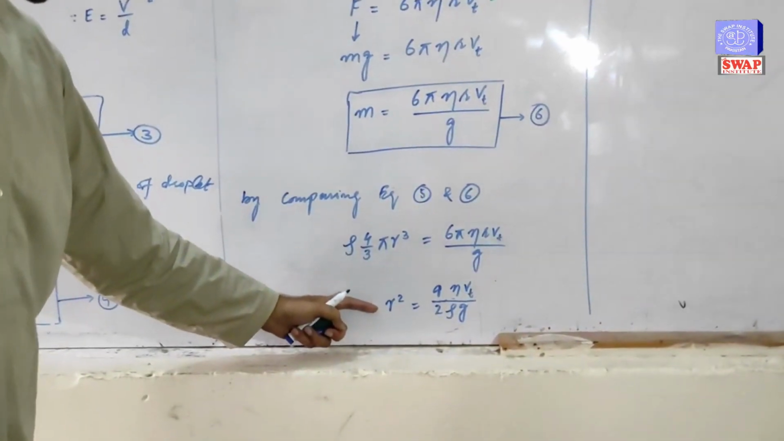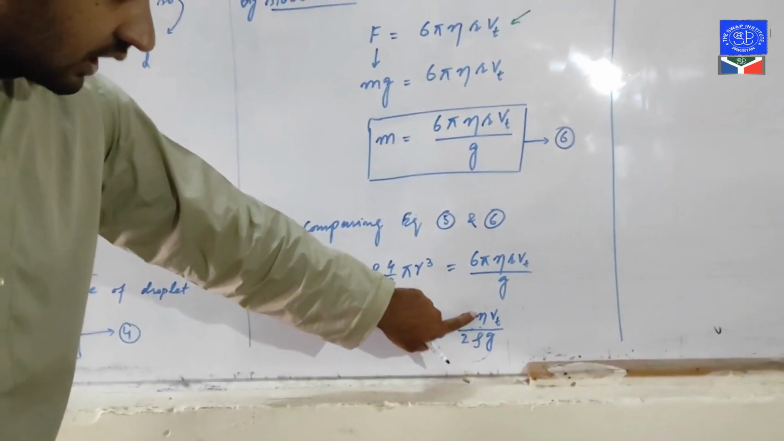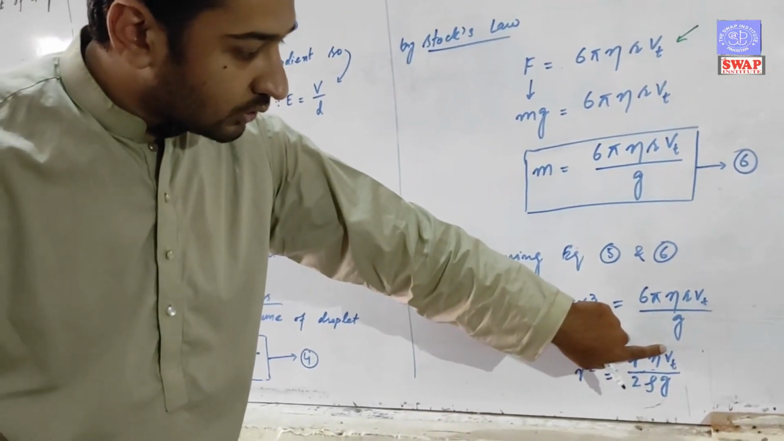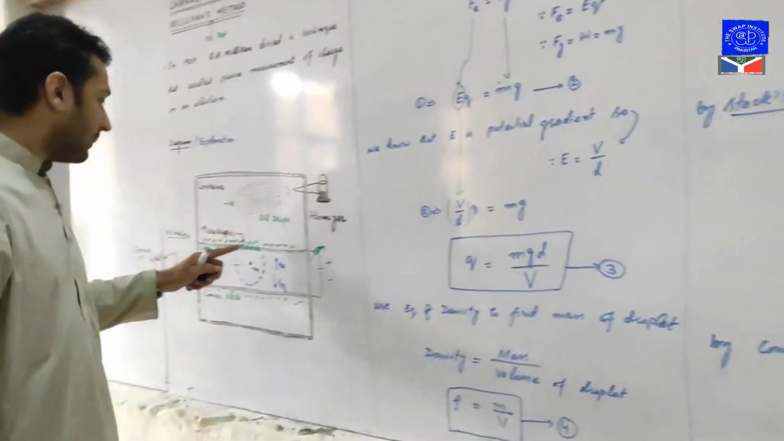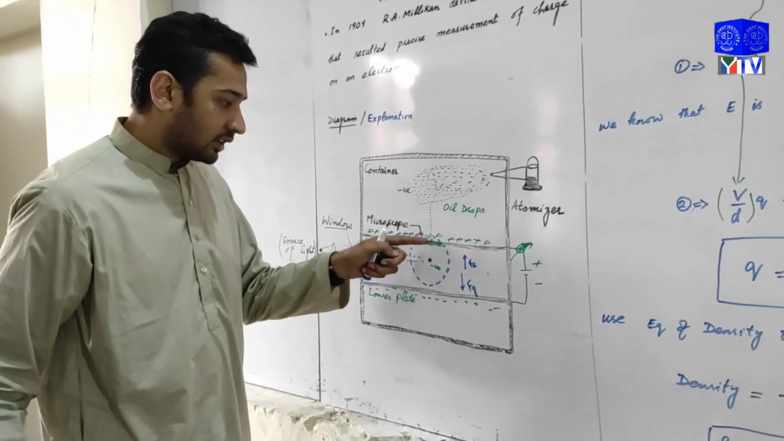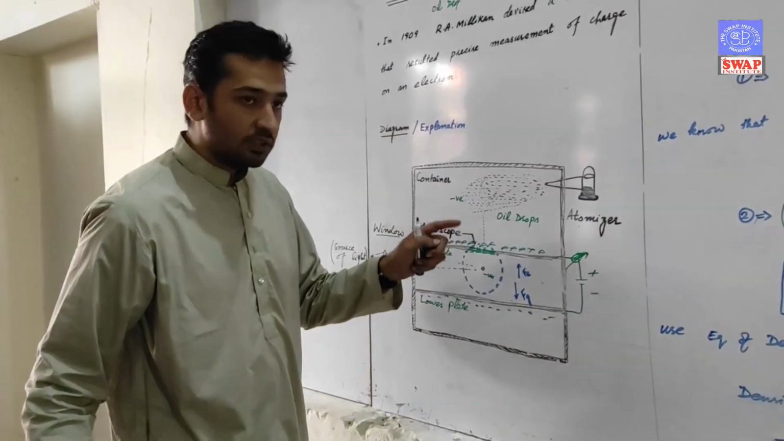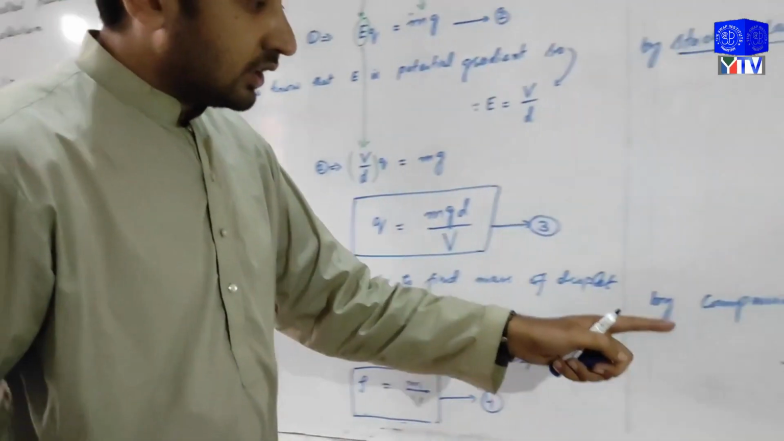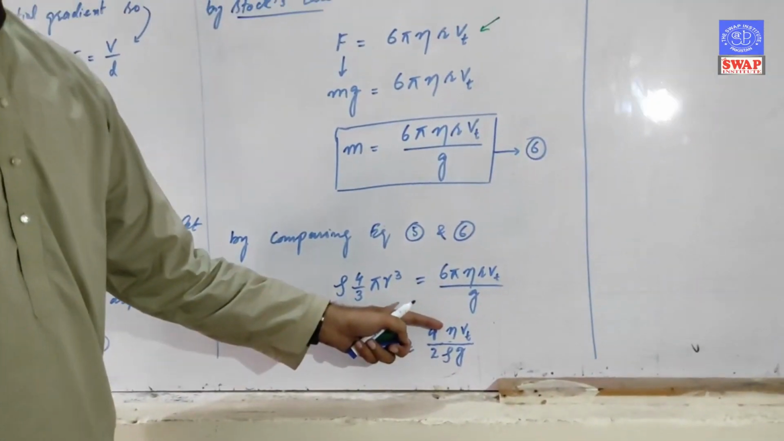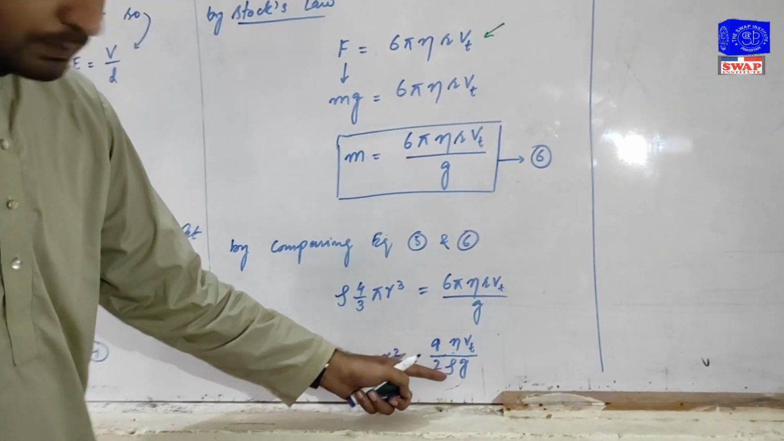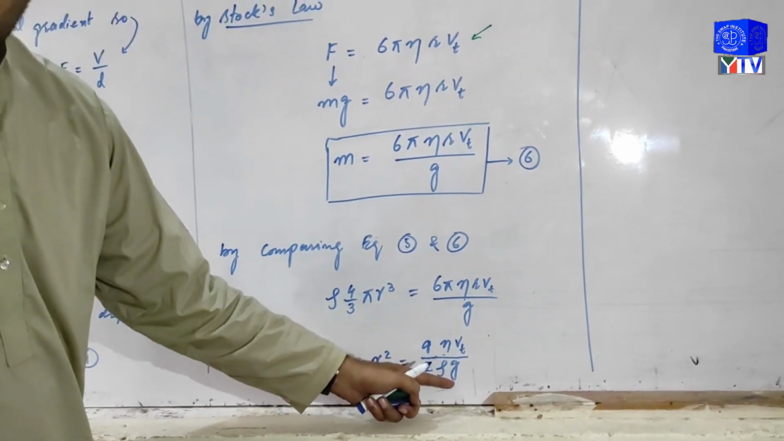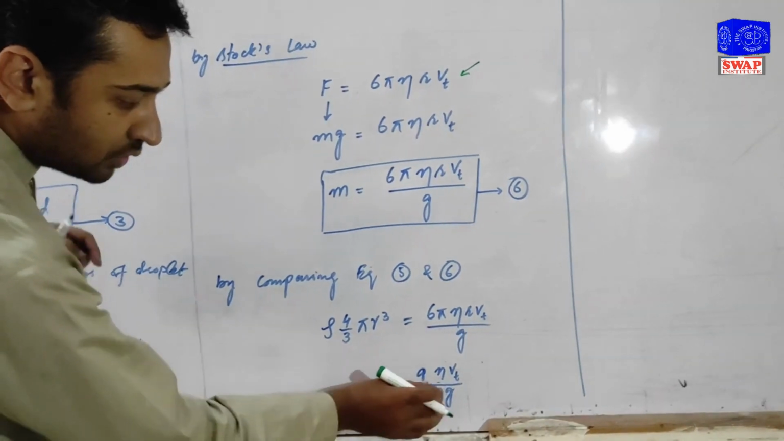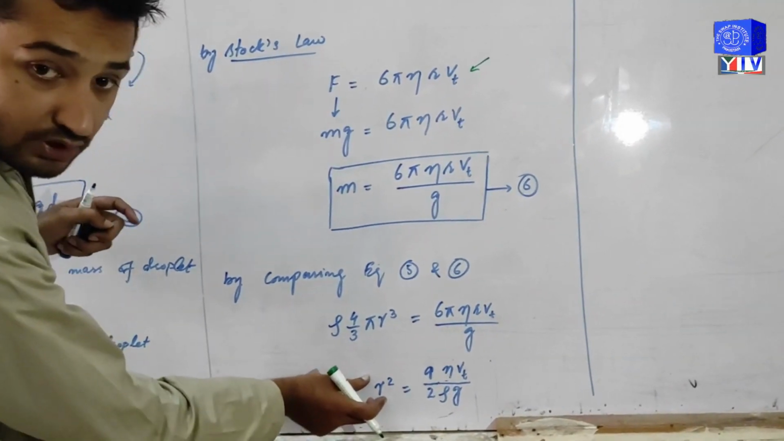When we find r, all these factors are well known. This is the coefficient of viscosity, this is the terminal velocity. We can find it in these figures by using the microscope, the distance traveled in unit time, which gives the terminal velocity. Selenium oil has a specific coefficient of viscosity and specific density, g is 9.8, so all these are constants here, and just putting the values we will get r squared.